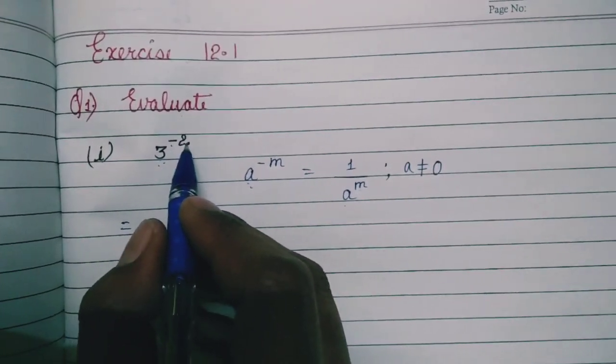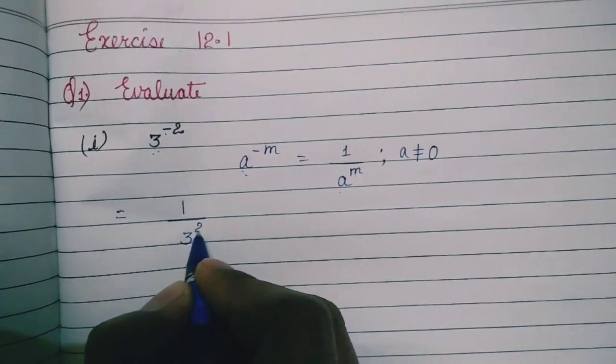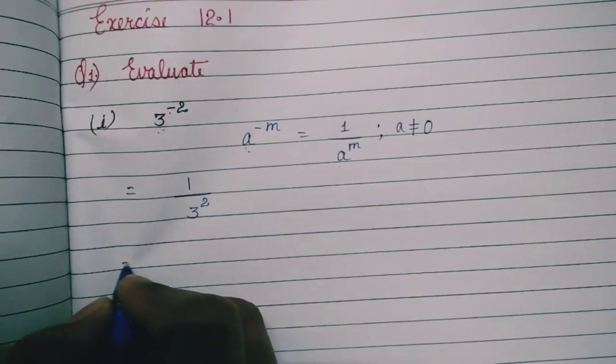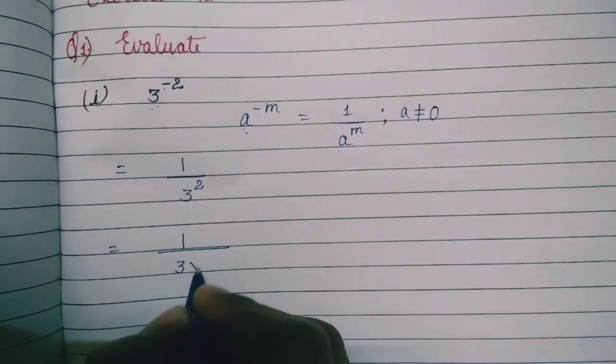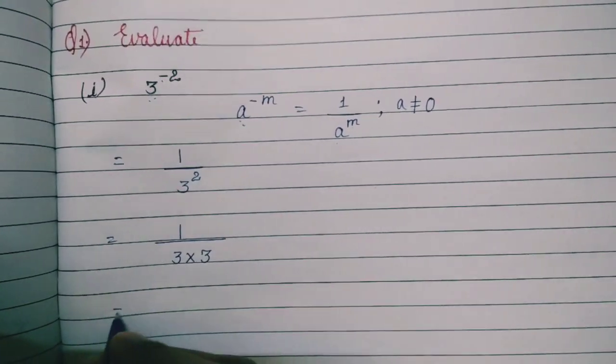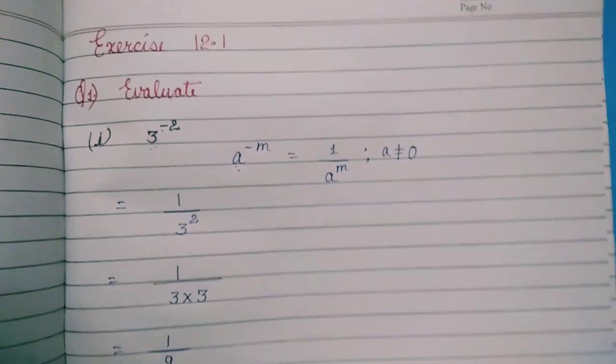3 raised to the power minus 2 will come as 1 by 3 raised to the power positive 2. So this can be simply written as 3 raised to power 2 is here. So 3 will multiply by each other 2 times and we will get 1 by 9, which is the solution of first one.